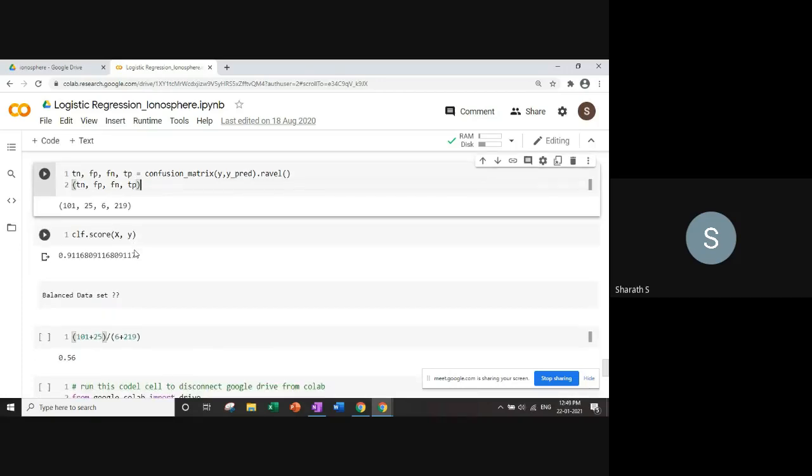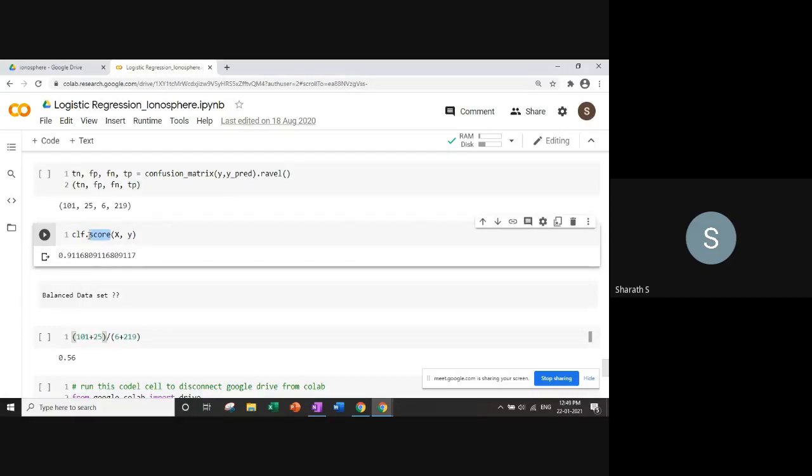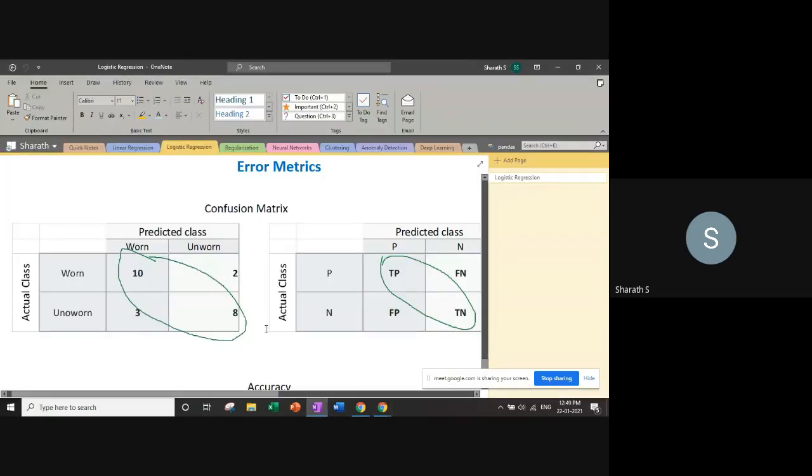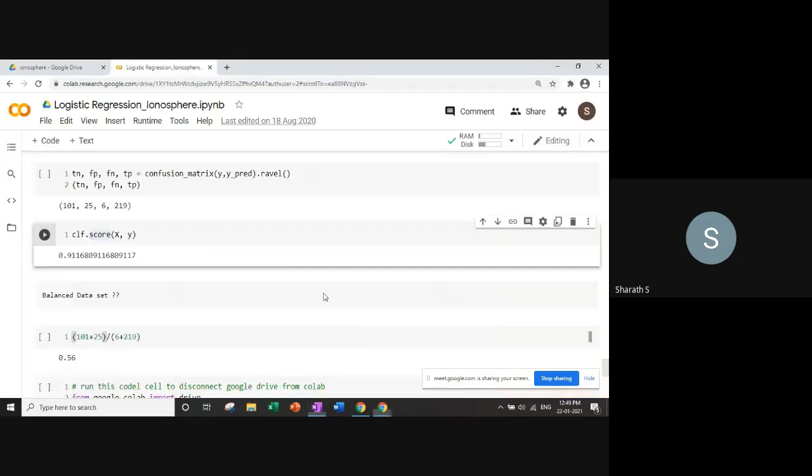Then we can say CLF.score, because the score method has the accuracy score in it. You can either get these values and do your calculation from the formula that was shown here and code it, or you can directly call a function called score, give your X and Y, and it gives you the score. So your prediction accuracy was 91%. And this is a training prediction accuracy, not a test accuracy.